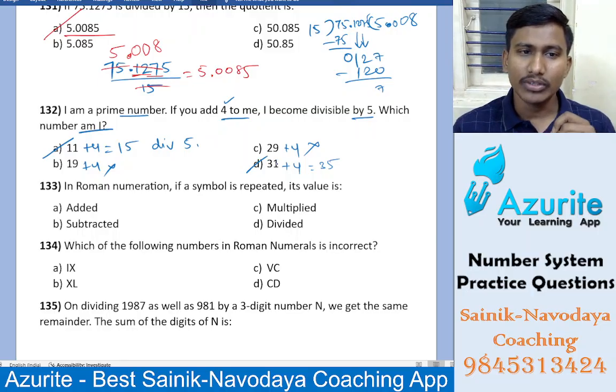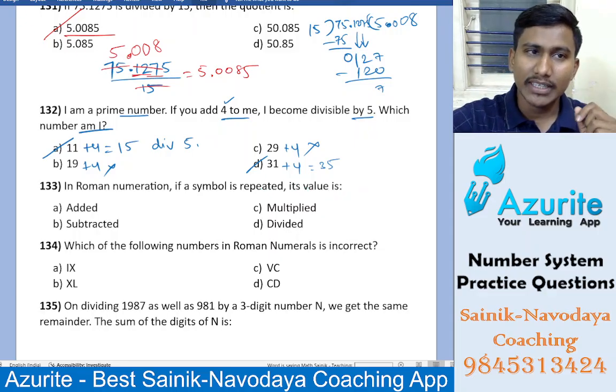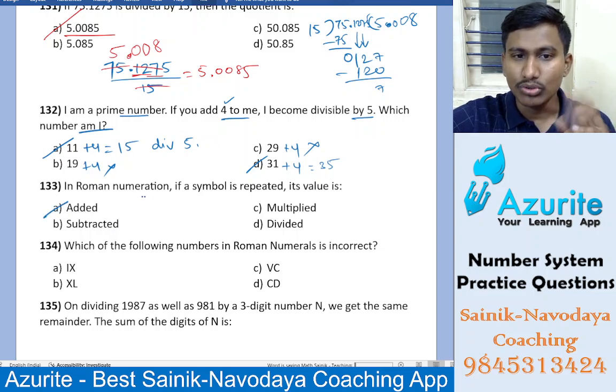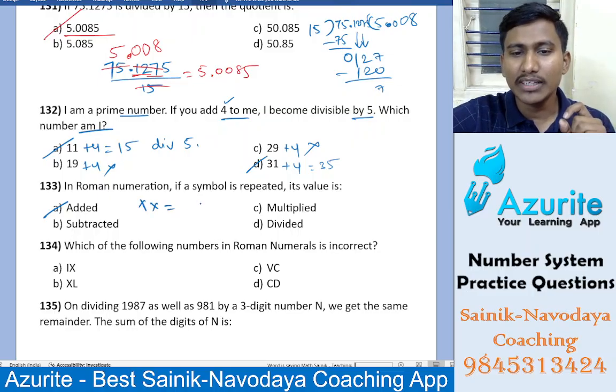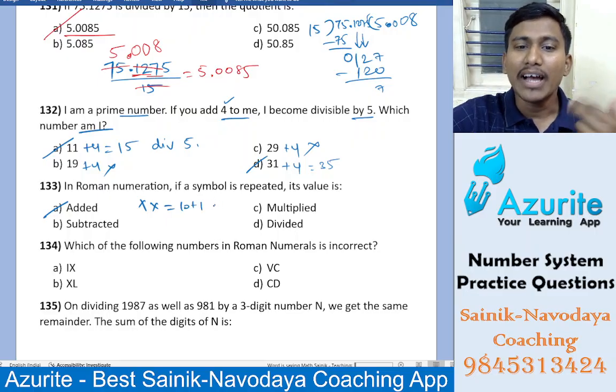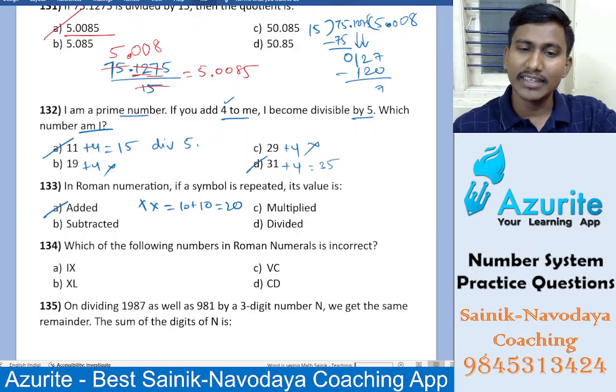Okay. Now next, 133. So what is the 133 question? In the Roman numeration, if a symbol is repeated, its value will be added, right? So the answer will be option A here. We know this is X, and X means 10. So 10 plus 10 is 20. So it will be added. So it will become 20, right? So that is the answer, option A.